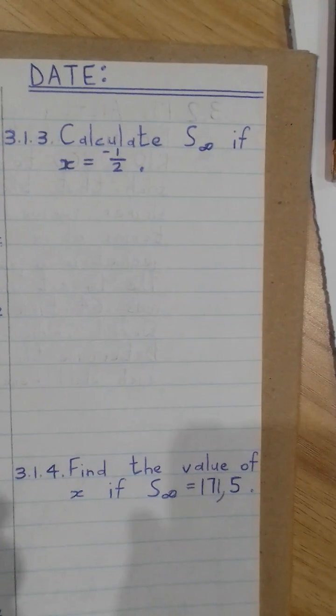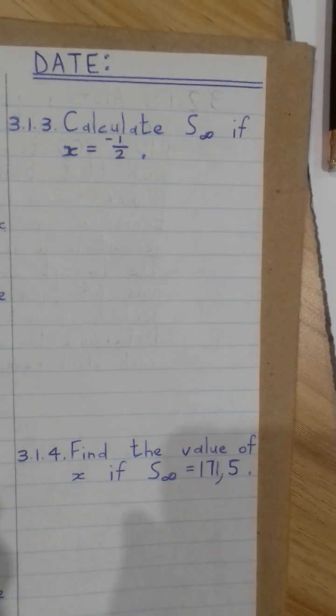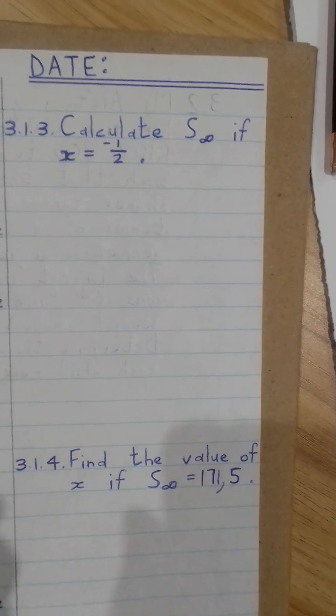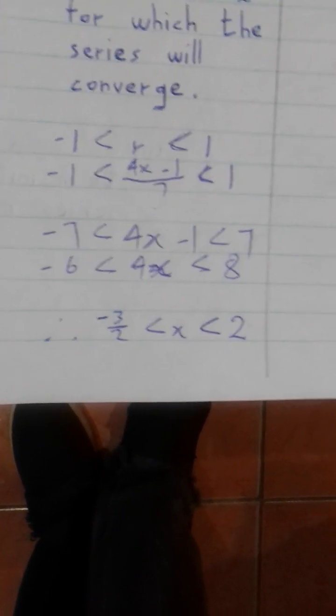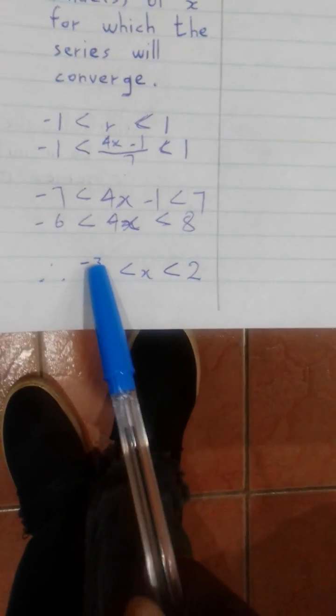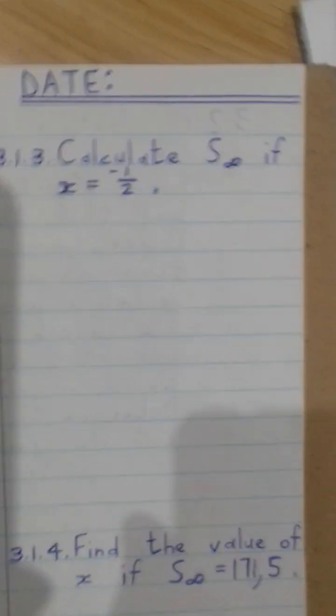3.1.3 states, calculate S infinity if x is equal to -half. Is it in between? Yes, it is. You have -3 over 2. Then you have -2 over 2, which is -1. Then you have -1 over 2. So it is in between.